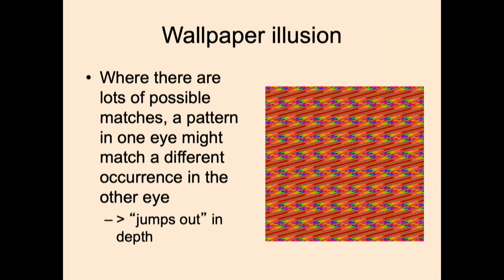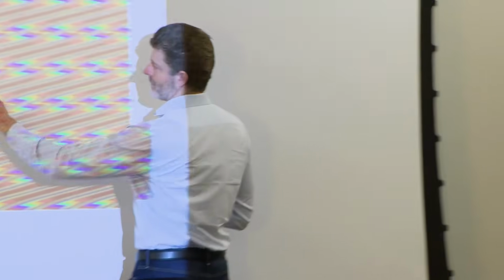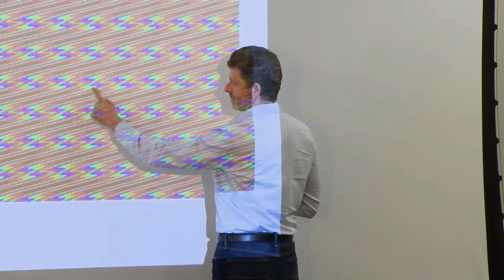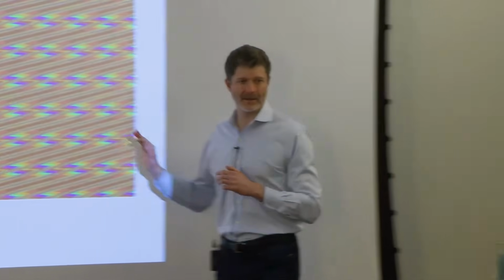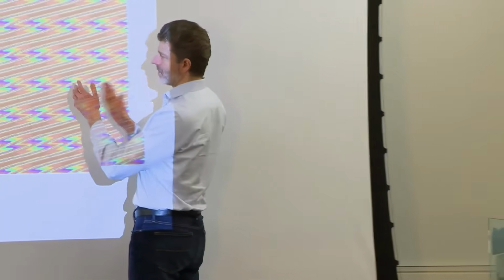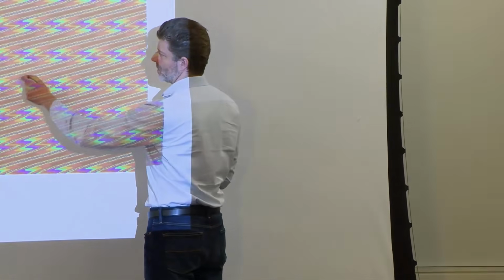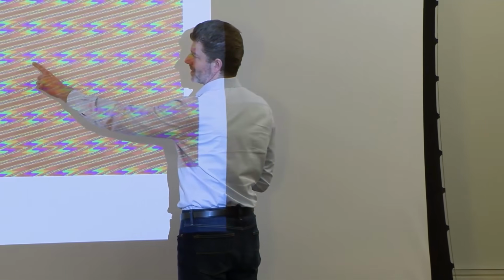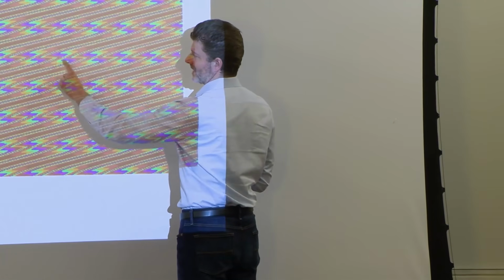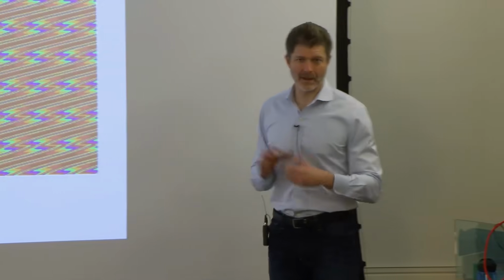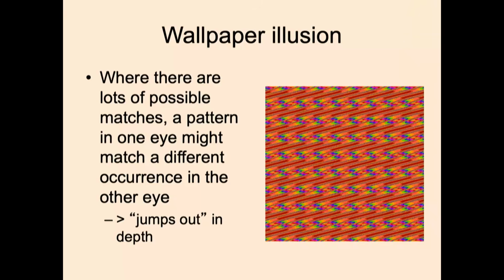If you're fixating the screen and this particular feature is matched between the left eye and the right eye, then everything is good. But if by chance your eyes diverge or converge a little bit because of the ambiguity, and this feature ends up at the same location in the left eye as this one in the right eye, then you'll get disparity with respect to the rest of the world. That will cause the wallpaper to jump out in depth or jump back in depth. So that's the wallpaper illusion. That'll happen sometimes.